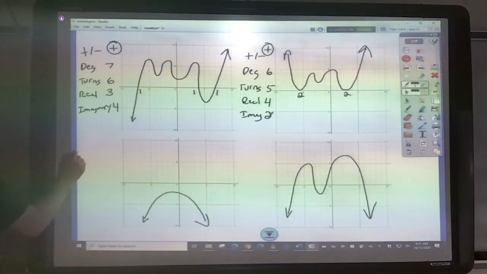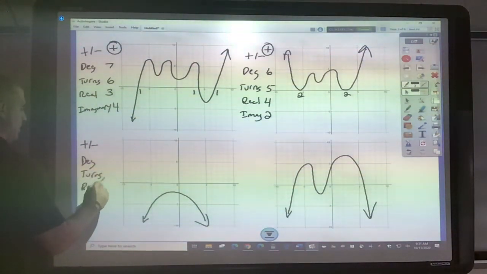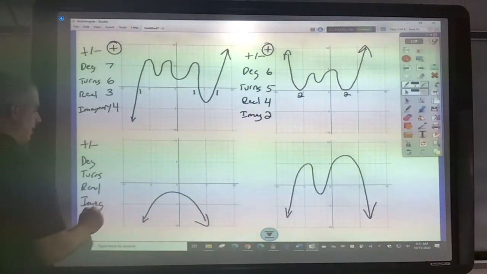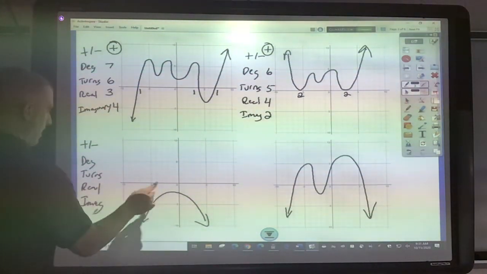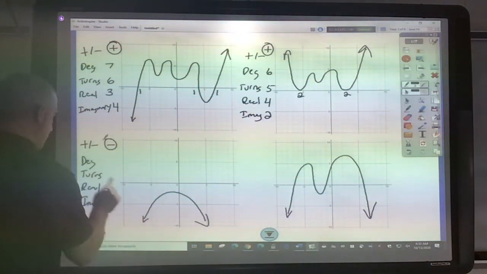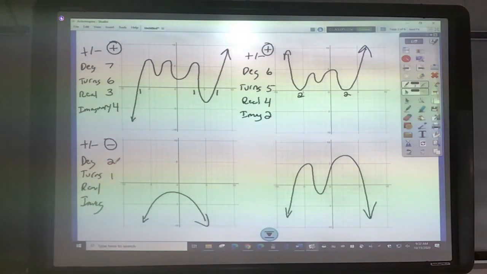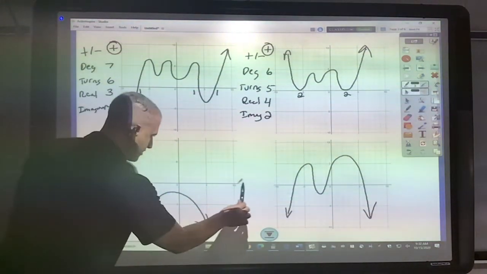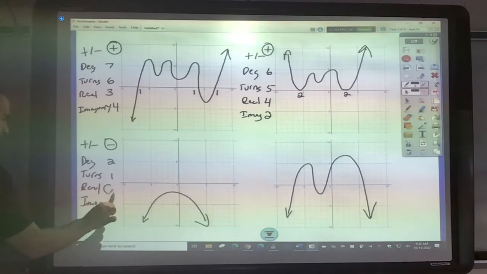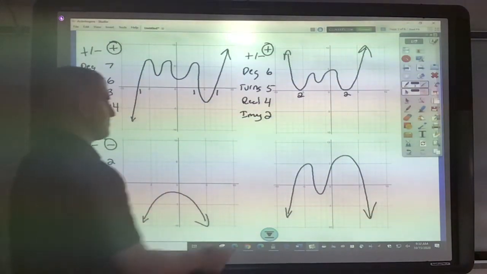Okay, let's go to this one. Positive, negative, degree, turns, real, imaginary. Both are pointed down. That's going to be a negative polynomial. The turns, I got 1 turn. So if I add 1, I get 2. Now, if you notice, it does not cross the x-axis. So that would be 0. So 0 plus the imaginary has to give me the degree. So that would have to be 2.